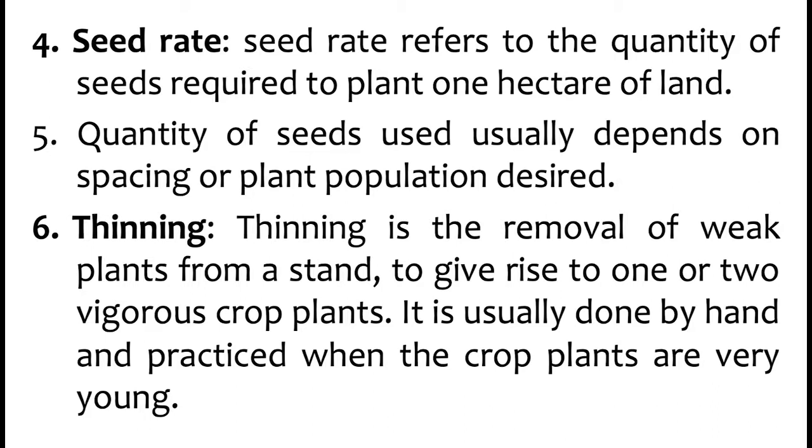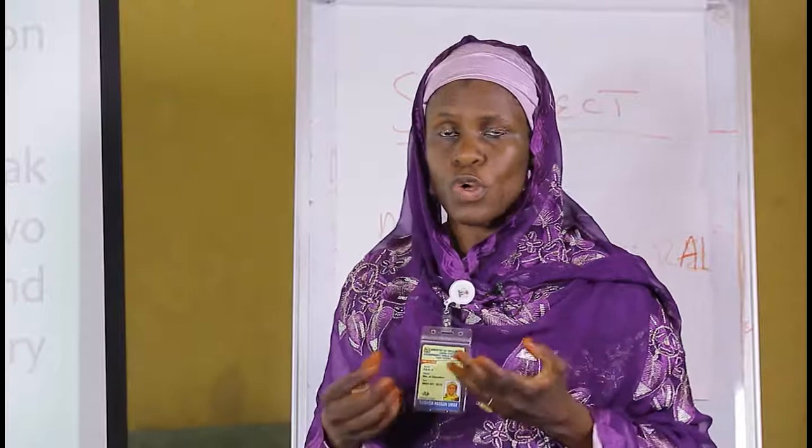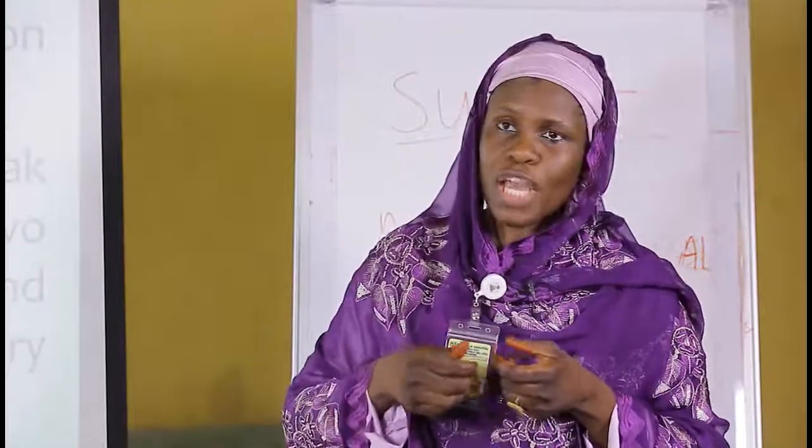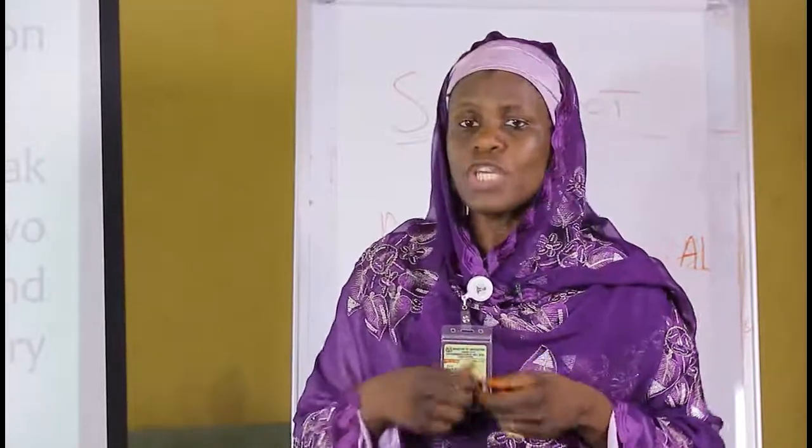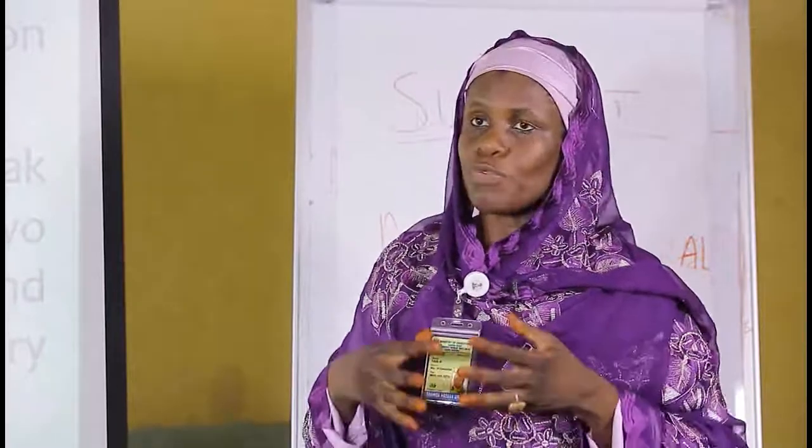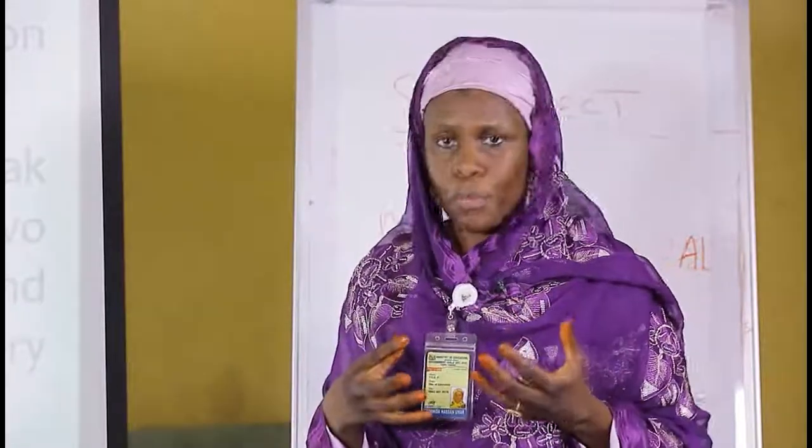Number 6, we have thinning. Thinning is the removal of weak plants from a stand. When the plants are weak, you remove them from the stand to give rise to one or two vigorous crop plants. It is usually done by hand when the crop plants are very young. When the crops are young and weak, you use your ordinary hands to remove the weak ones, so that you allow the vigorous ones to grow properly.